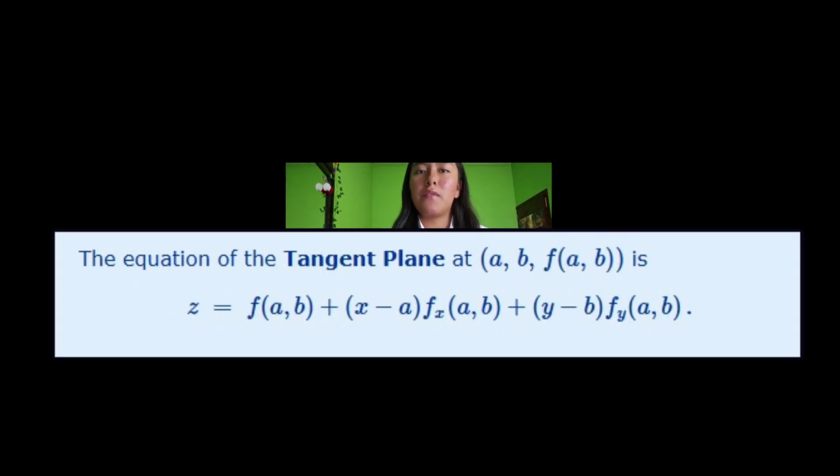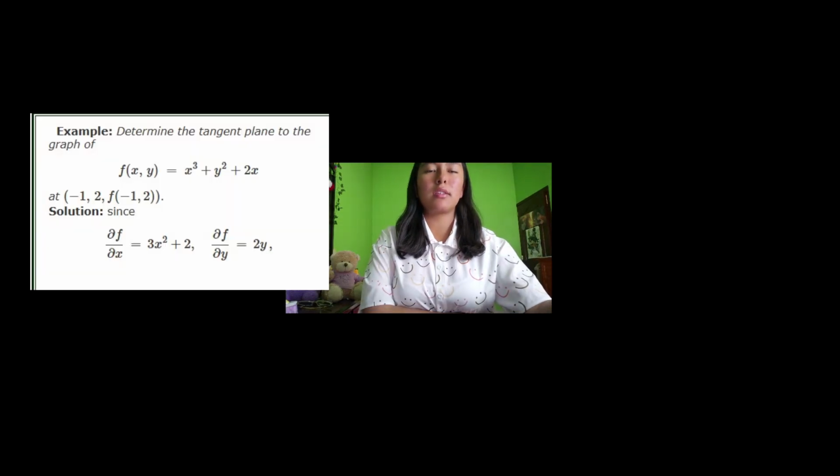Equals 0. So the equation of the tangent plane at (a, b, f(a,b)) is c equals f(a,b) plus (x minus a) fx(a,b) plus (y minus b) fy(a,b). And these are some examples.